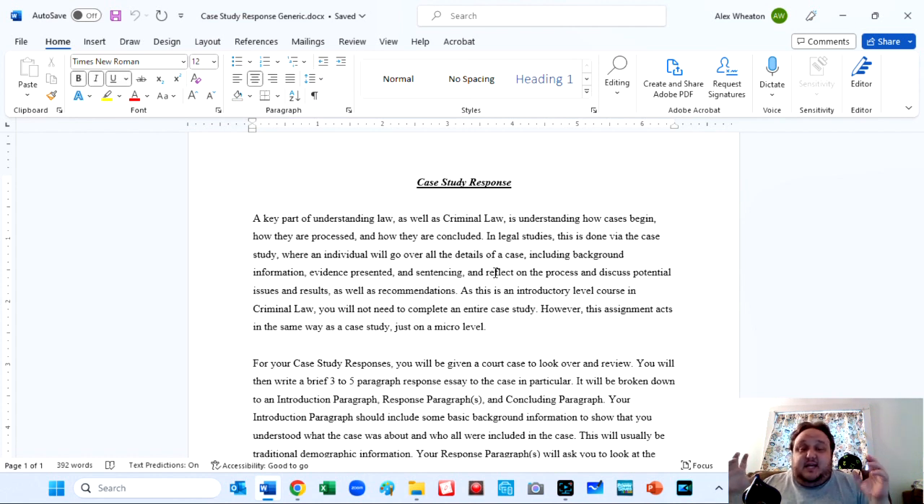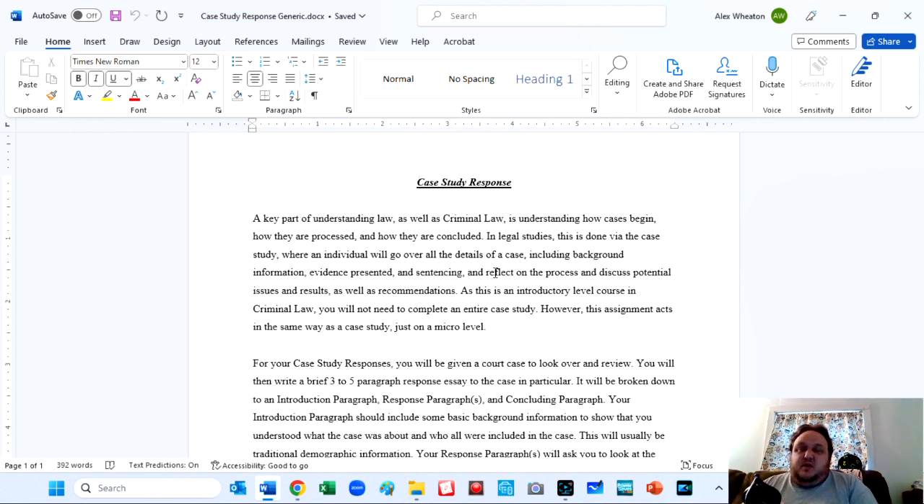A case study is where an individual will go through all the details of the case, including background information, evidence presented, sentencing, judges' claims and dissenting arguments and beliefs, and everything that goes into a case. At the high level, case studies are big documents. They are 8-10 pages of just this is what happened during a case.